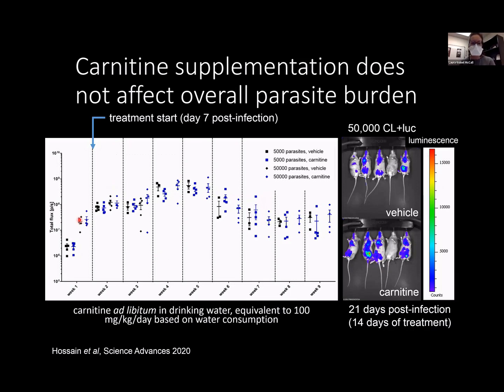In black is our vehicle control, blue is our carnitine group, and you can see that over time they have the exact same trajectories, even as we start losing our high dose control animals. And we can look at where the parasites are within the mice, and it's comparable as well between these groups. So what we've done here is induce disease tolerance, the ability to survive the negative consequences of infection without actually changing pathogen burden. So how did we do that?